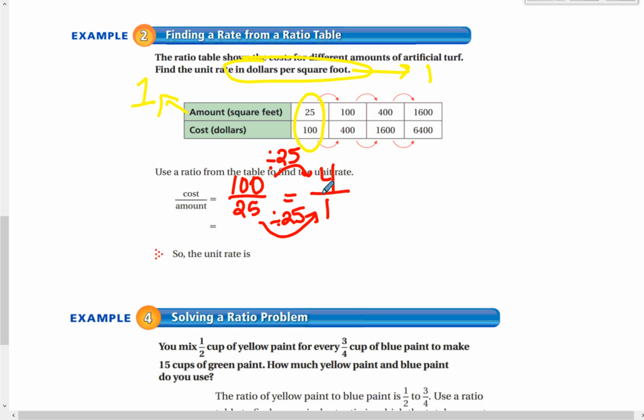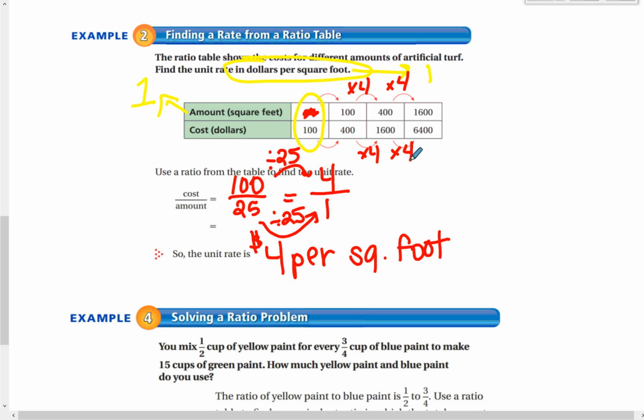Okay, so the unit rate is $4 per square foot. Right. Now some questions are going to have this section be empty, so you have to decide what is increasing each time, and you'll see that it's multiplying by 4. So to get back here, you'd have to divide by 4. And we're pretty used to ratio tables from last year. So I feel confident in your abilities to read a ratio table.